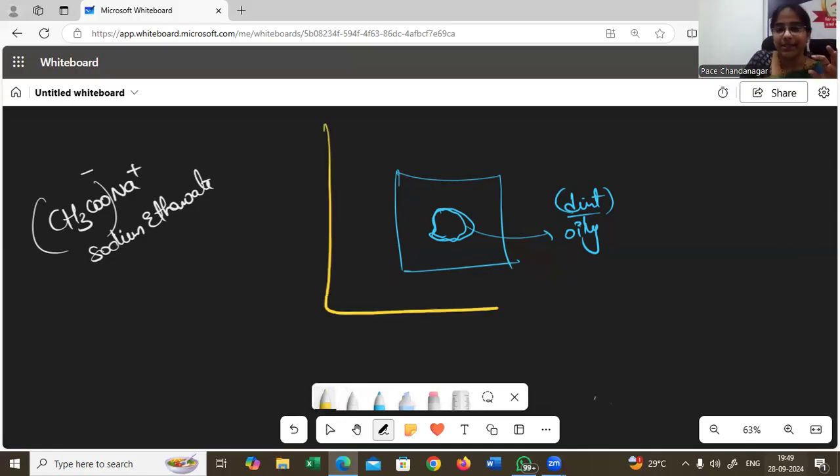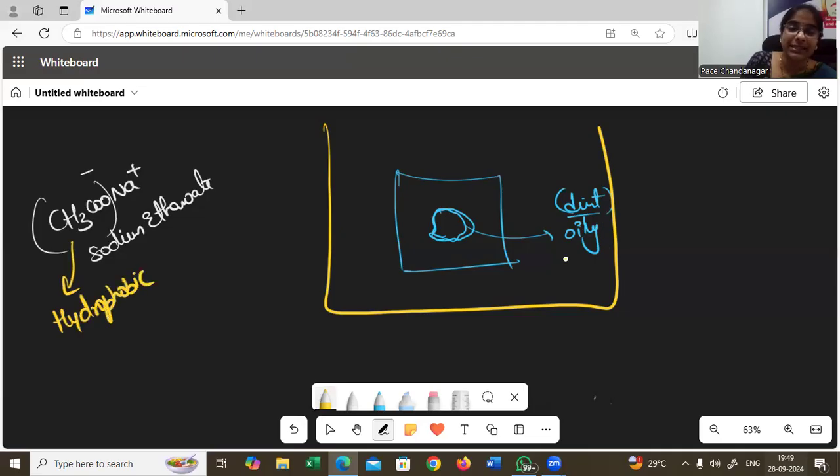All this is happening in a bucket of water, in a tank full of water. As I put salt in water, the salt ionizes. NaCl, or whatever salt you put in water, splits up into Na plus and Cl minus. Similarly, CH3COO-Na also splits into CH3COO minus and Na plus. Now this part is called the hydrophobic part, the carboxylic end. And Na plus is the hydrophilic part. Please write this clearly.